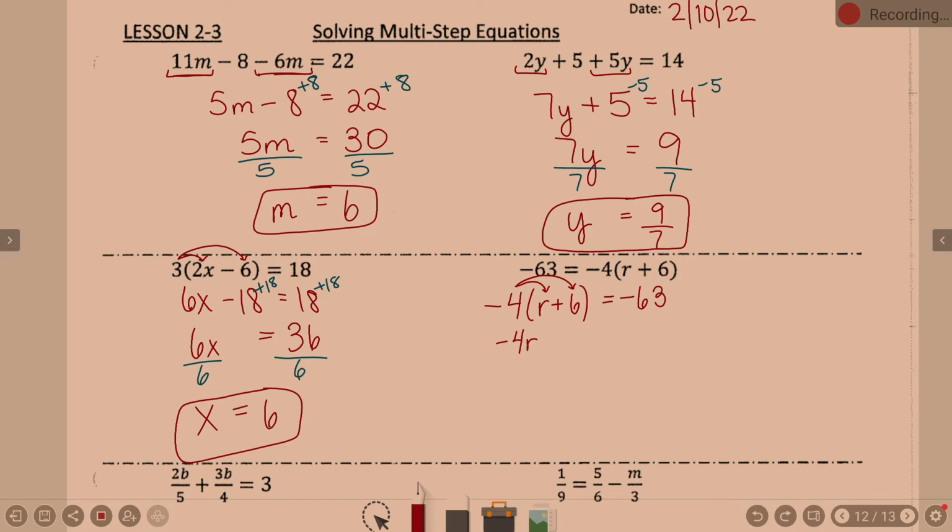We're going to distribute the negative 4 times the r. Negative 4r. Now, what about negative 4? What else do we have to do with the negative 4?